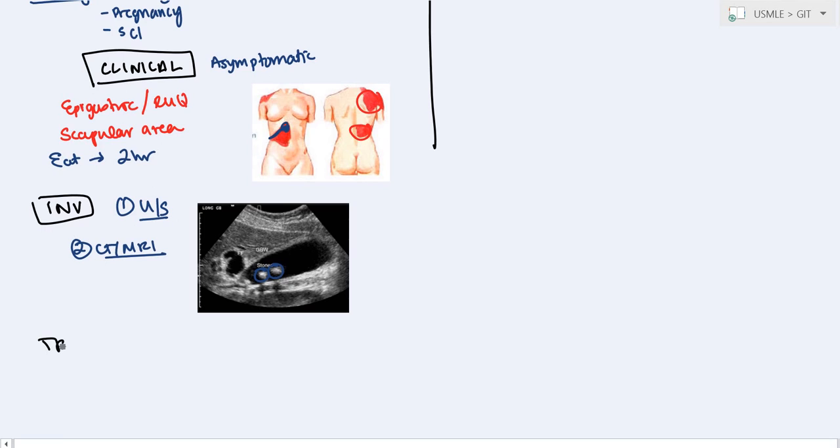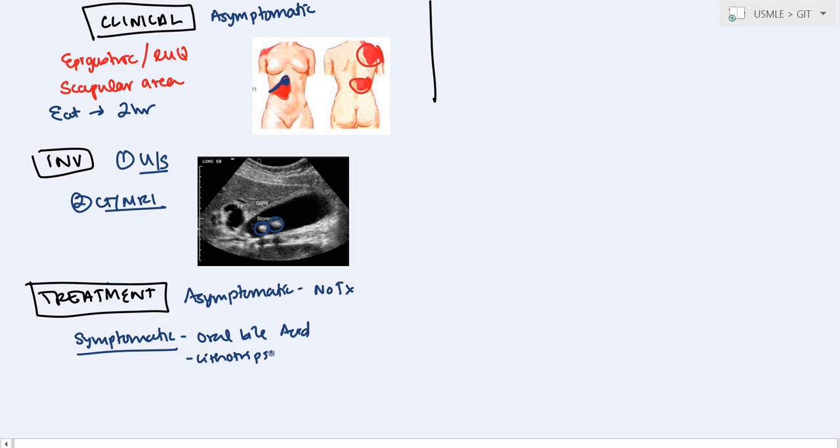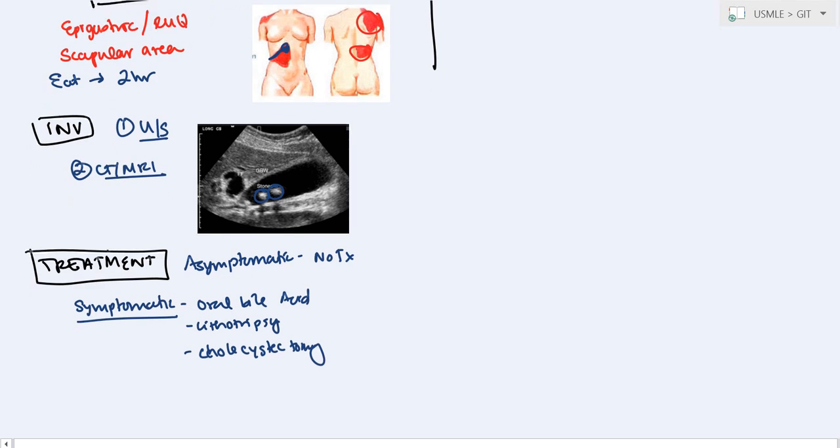Next is going to be, how do we treat this? If it's asymptomatic, no treatment is necessary. They'll probably have it and it will never cause them a problem. So if it's asymptomatic, then you don't treat. No treatment. However, if it becomes symptomatic, you can try giving them oral bile acids, or even trying lithotripsy. But if these aren't working, or if this is unavailable, then you just have to do a laparoscopic cholecystectomy, and that'll take care of that.